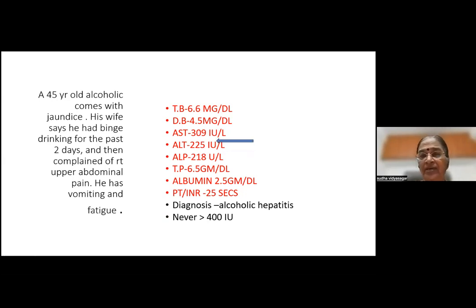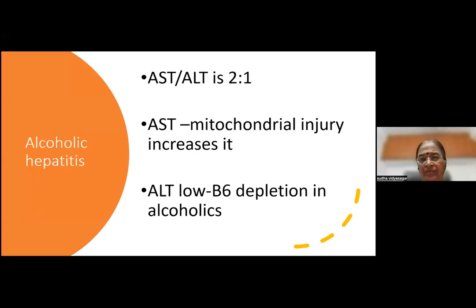Okay. The second thing is the ratio between the AST and the ALT. As you all know, the 2:1 AST to ALT will be usually seen in an alcoholic hepatitis. Generally, the AST is higher than the ALT in an alcoholic hepatitis. And this is because of two reasons. One is because the AST is increased because of mitochondrial injury that happens, and ALT can be low because of the B6 depletion in alcoholics. So the difference between an alcoholic hepatitis and a viral hepatitis is that you get more AST than ALT.